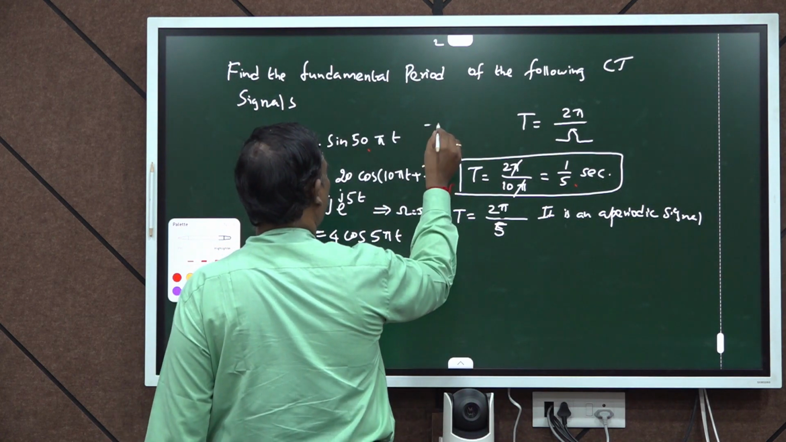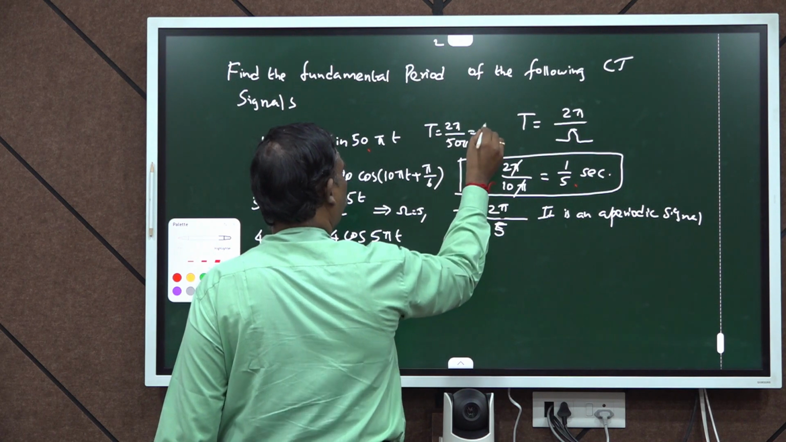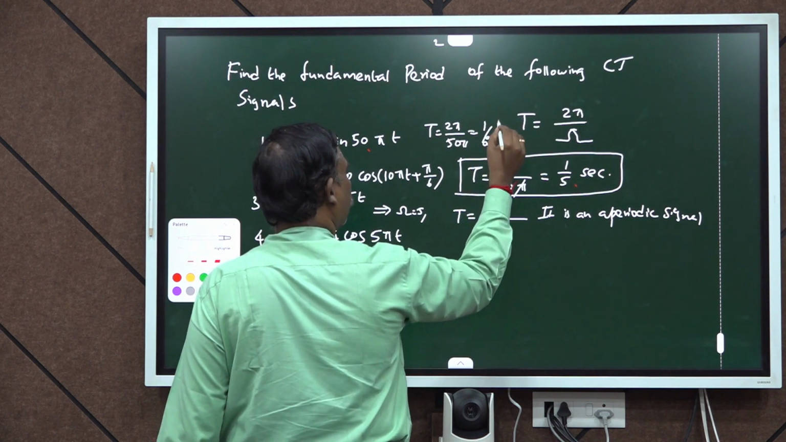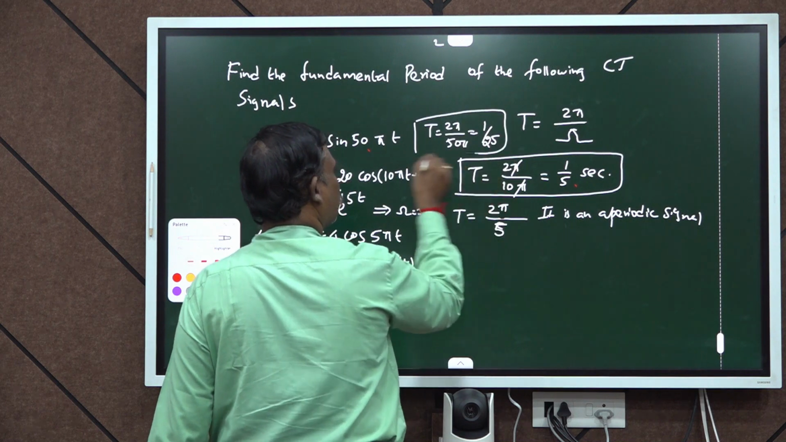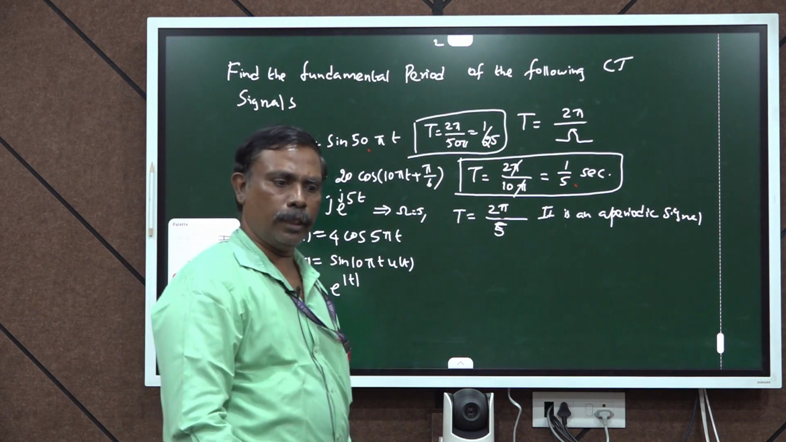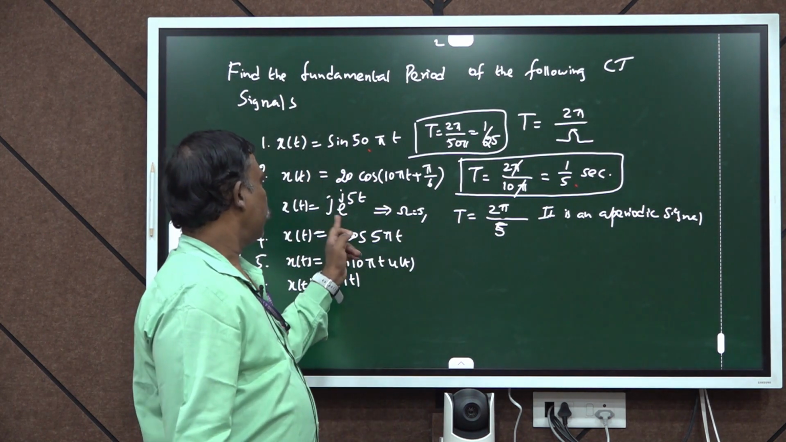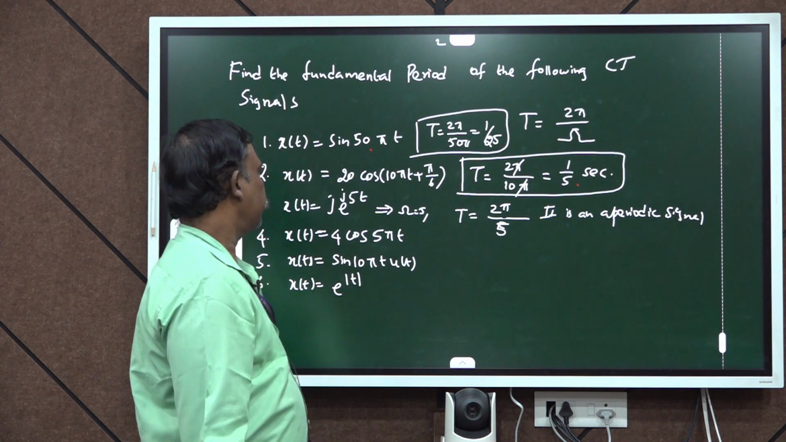In the first problem also, you know that it is equal to 2 pi by 50 pi. So 1 by 25 is the answer. So 1 by 25 is a rational number. So it is a periodic signal. Both are periodic.